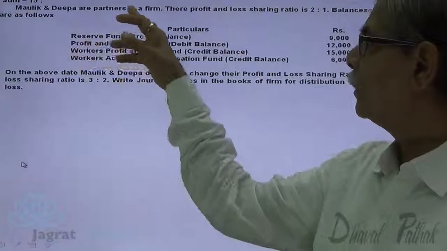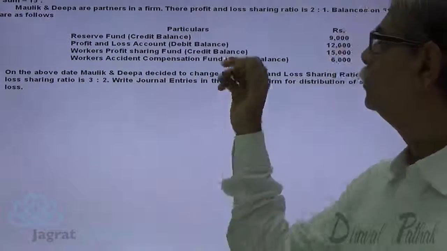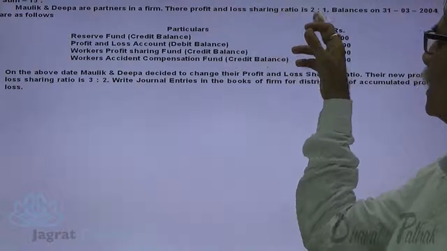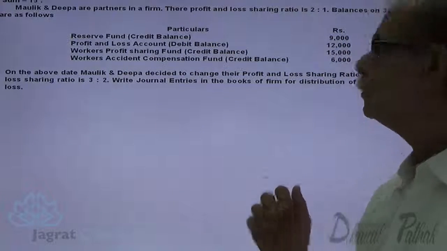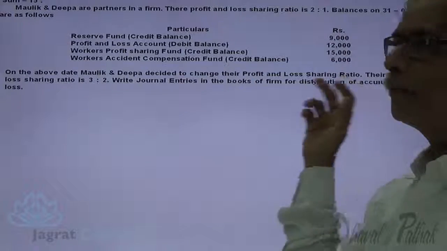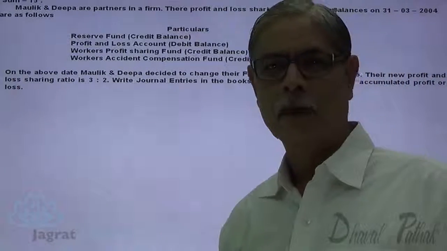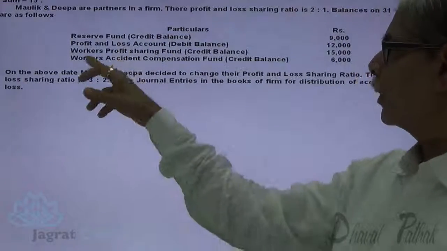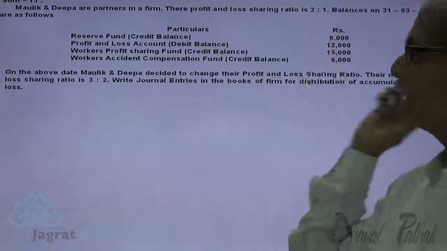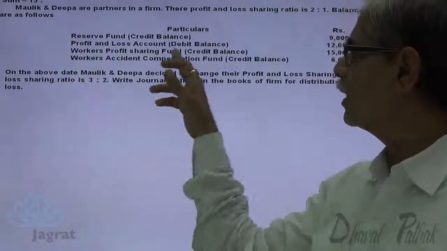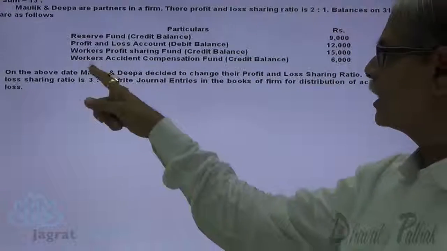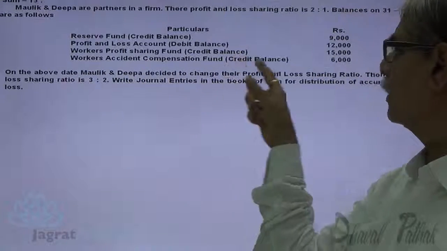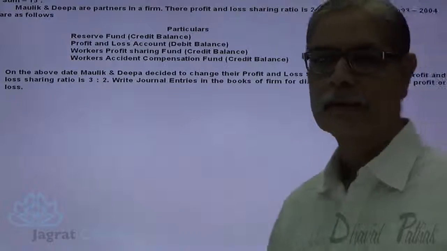Maulik and Deepa are partners in a firm. Their profit and loss sharing ratio is 2:1. Balances as on 31st of March 2004 are as follows. Reserve fund credit balance 9,000. Profit and loss account debit balance 12,000. Workers profit sharing fund credit balance 15,000. Workers accident compensation fund credit balance 6,000.